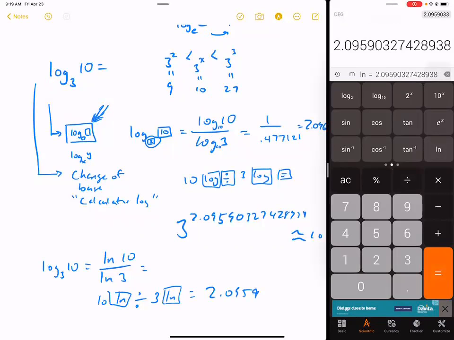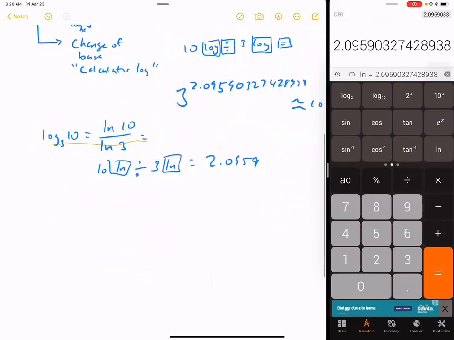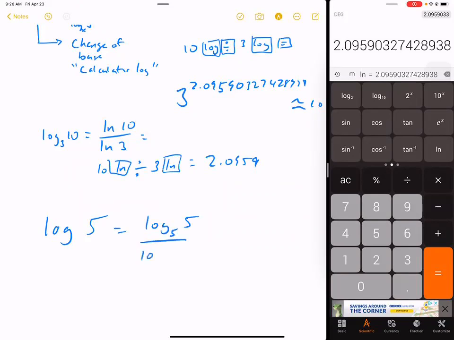Okay. So the idea here is that we can change it to a base that works for me. Maybe I want to change this to a base 5 instead. We want to change a common log to a different base. You can do that. Like what if I start off with a log of, let's say, 5 here, okay? And I want to change this to log base 5. Sure, you can do that. Log base 5 of 5 over log base 5 of 10.